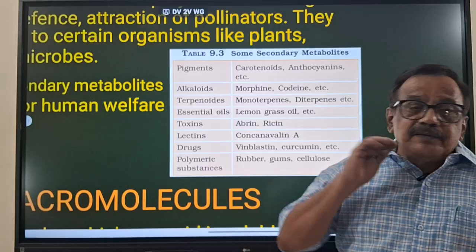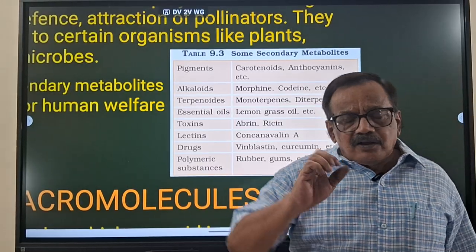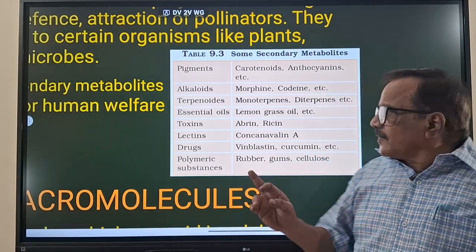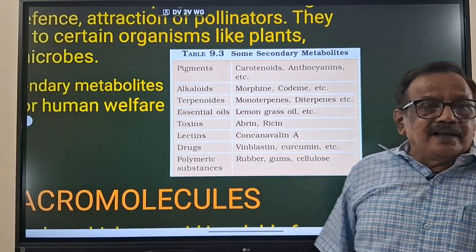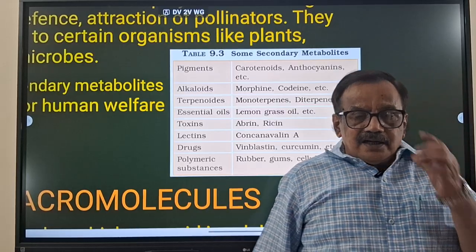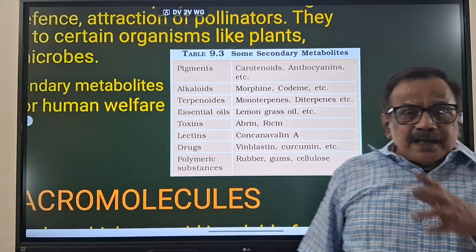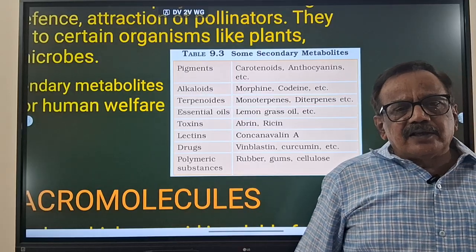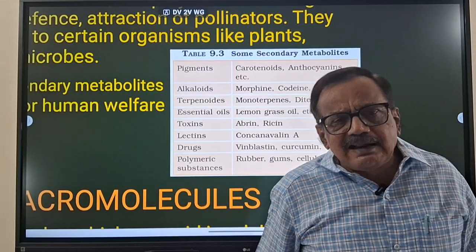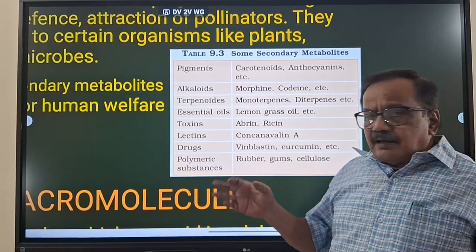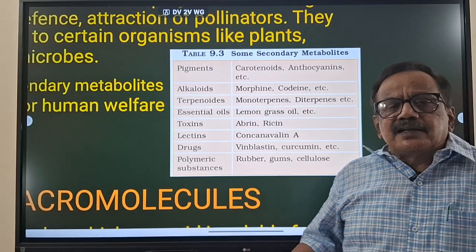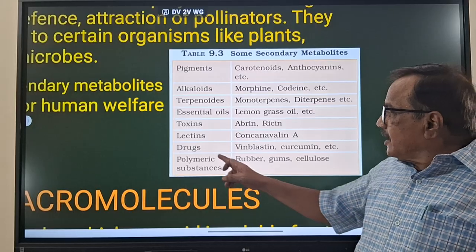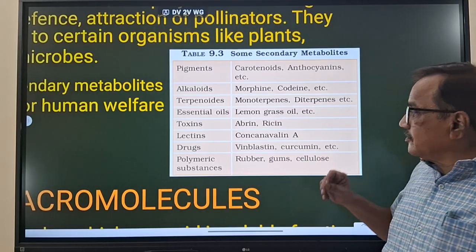And next, kidney beans, the beans of the kidney shape, they also have it. But what is concanavalin A? It delays the digestion, because it won't be eaten by animals, herbivorous animals. So it will delay because the digestion is incomplete. But we used to boil it and take it. Nothing will happen. Drugs, vinblastine and curcumin.